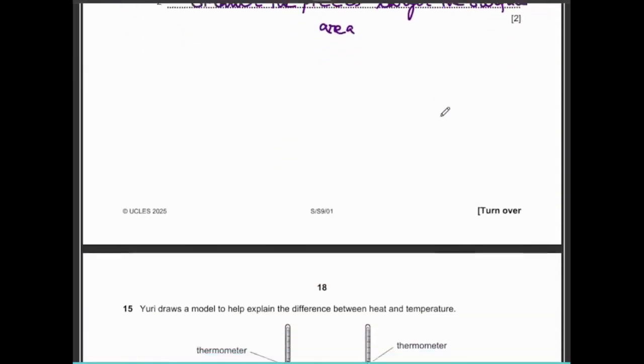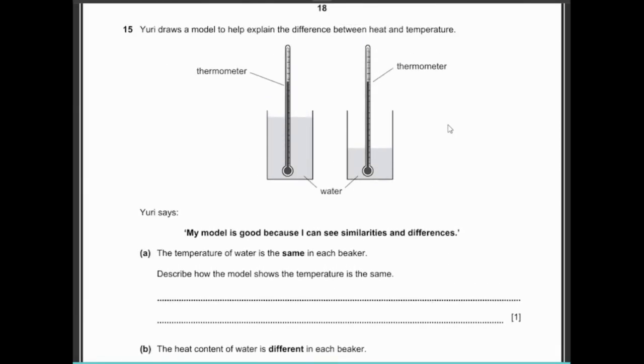Fine. Okay, so I think this is the last question, the 15th question. So in paper 1 we have a total of 15 questions. So I think we made video 1 of the question paper, first part, second part, and this is the third part. Okay, Yuri draws a model to help explain the difference between heat and temperature. Fine, and Yuri says my model is good because I can see differences and similarities. The temperature of water is the same in each beaker.